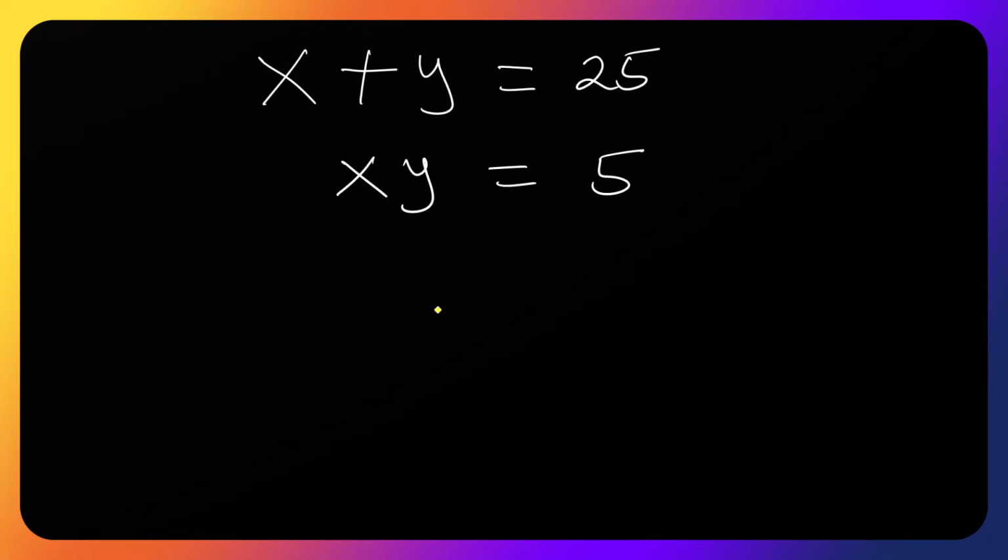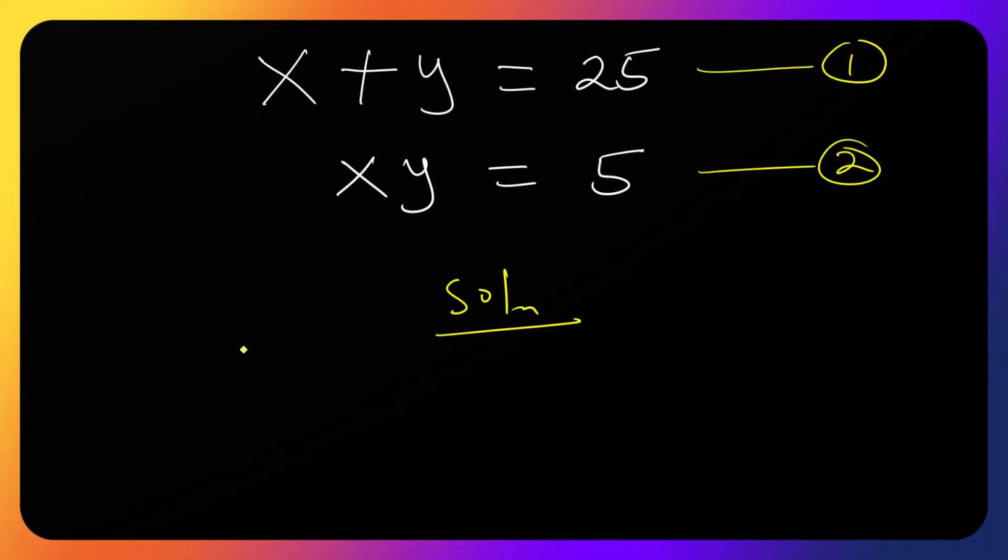Let's solve for x here, given x plus y equals 25 and xy equals 5. Okay, so let's label the first one as equation 1 and the second one as equation 2. So let's make one of the variables from equation 1 the subject.